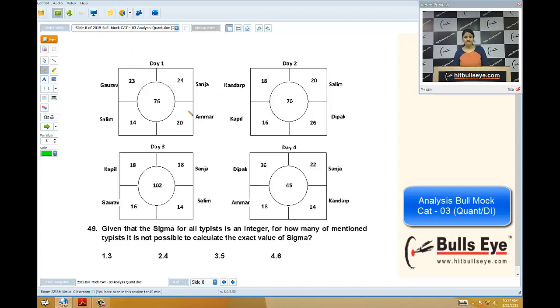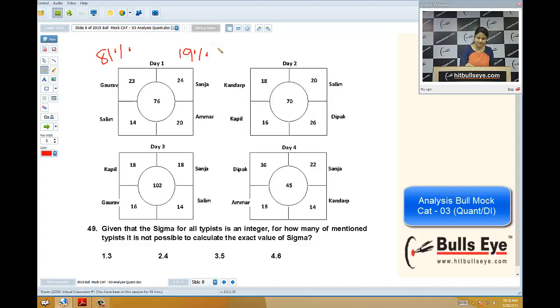Sanjay is typing 24% of the lines. Salim is typing 14% of the lines. And Amar is typing 20% of the lines. It means what? Gaurav, Sanjay, Salim and Amar, in total, are typing 81% of the lines. It means the remaining 19% are typed by the other 2 typists.